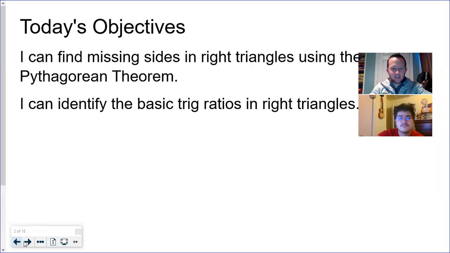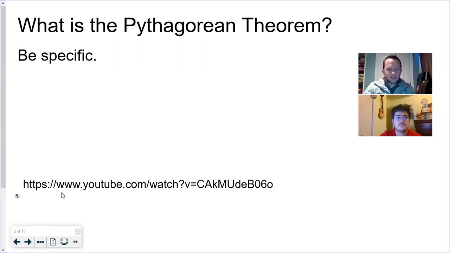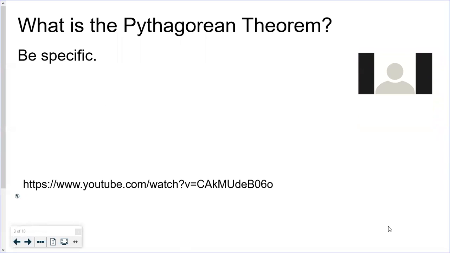Here's our objectives: Pythagorean theorem and finding basic trig ratios. Awesome. What is a Pythagorean theorem? Someone said a squared plus b squared equals c squared, and we said that was on the right track, but not specific enough. And then who was talking just barely? What'd you say, person? I said that it's like the legs of the right triangle equal the hypotenuse.